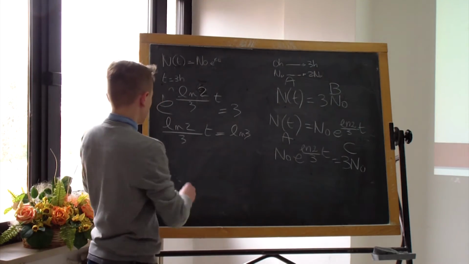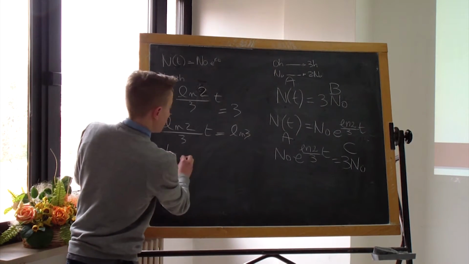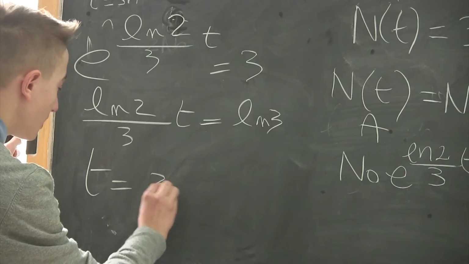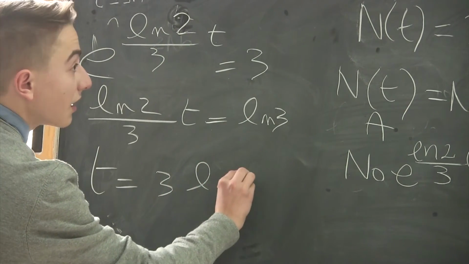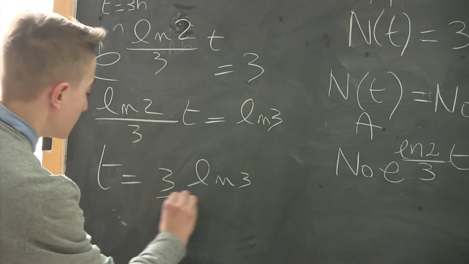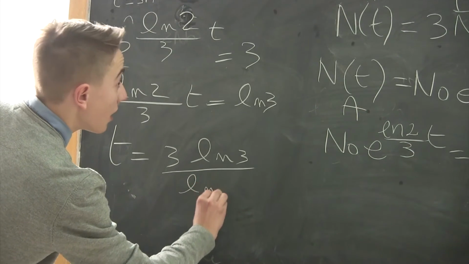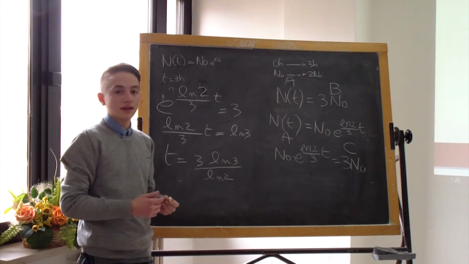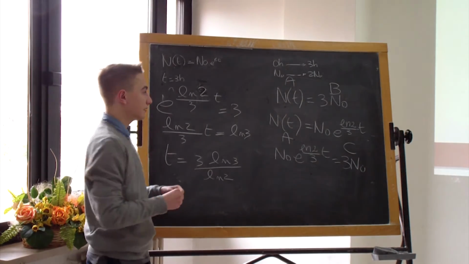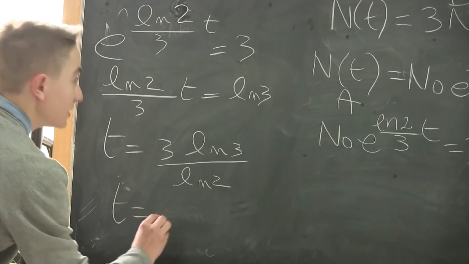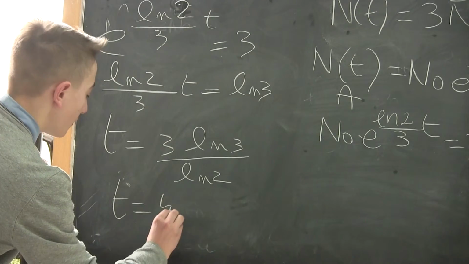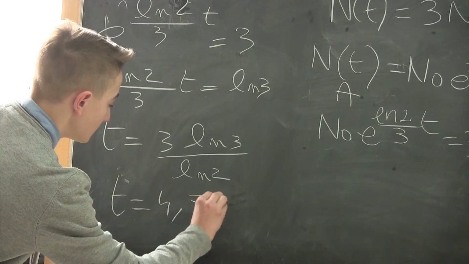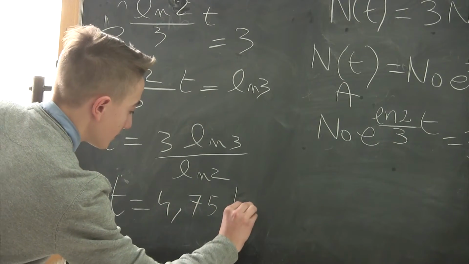Now t is equal to 3 natural log of 3 divided by natural log of 2, and if you calculate with the calculator you find t is equal to 4.75 hours.